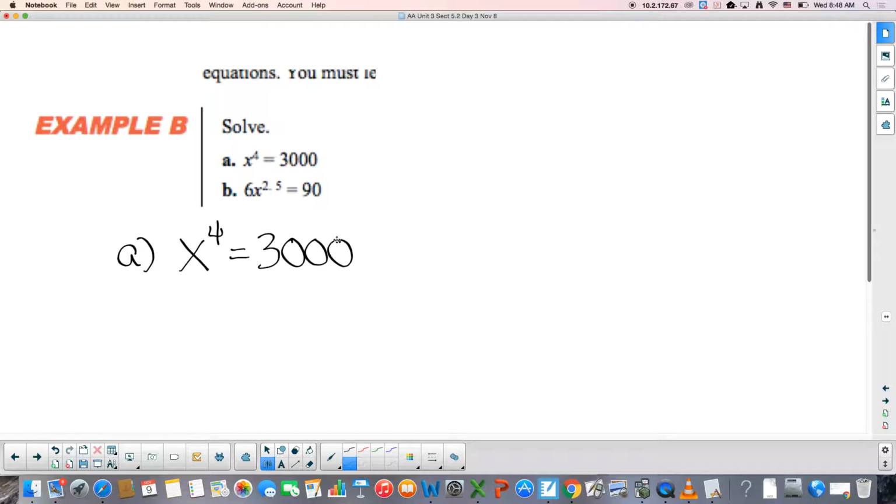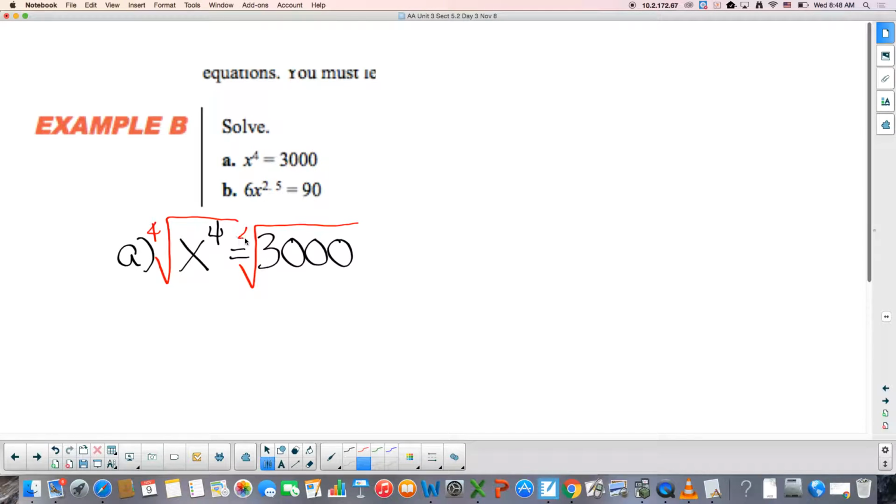What's the opposite of raising something? What if I have x squared? What's the opposite of x squared? Square root. What's the opposite of the fourth power? What root? Fourth root. That makes sense. What other number would make sense there? So I'm going to take this to the fourth root, and I'm going to take this to the fourth root.